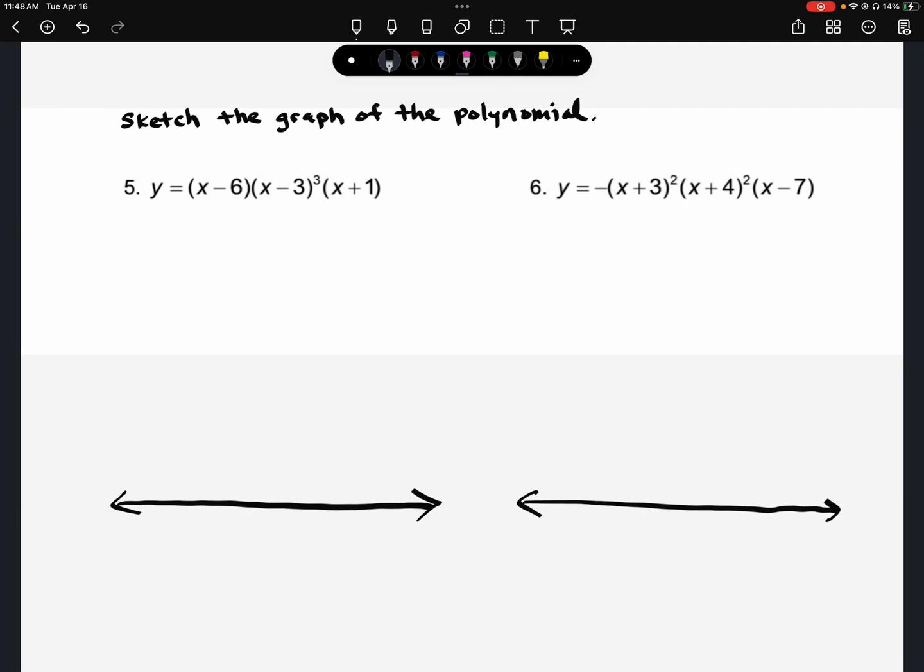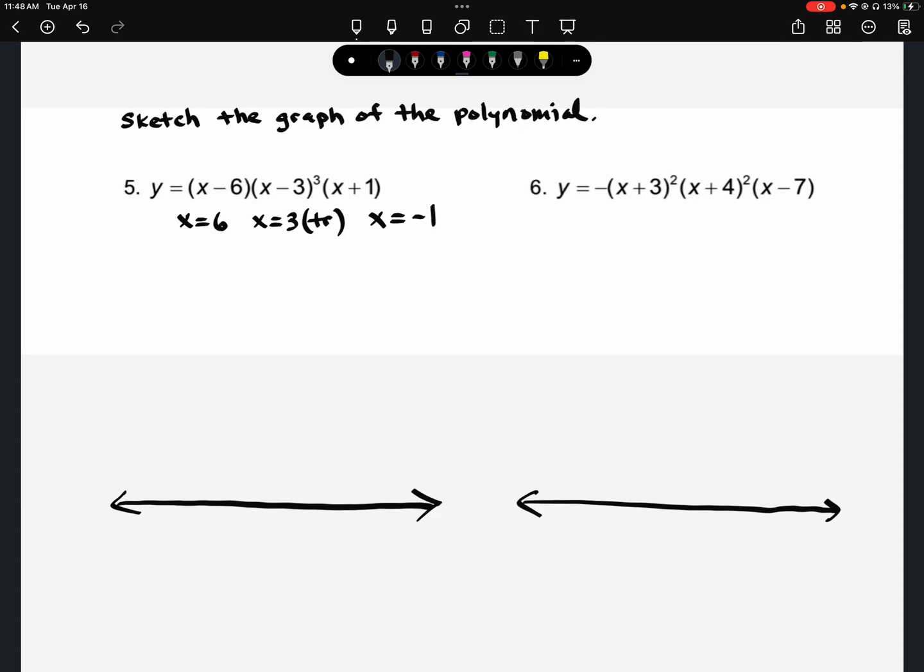First thing we want to do, let's identify the roots of x minus 6 as a factor. If we set it equal to 0, we get x equals 6. X minus 3 cubed, we'd have x equals 3, and that would be a triple root. And then x plus 1, we would set that equal to 0 and end up with x equals negative 1.